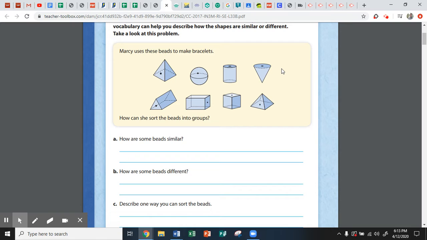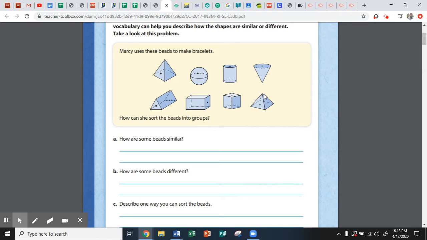Okay. B, how are some beads different? Some beads have points on top and some beads again have flat surfaces. So this one has a point on top. This one has a point, but it's more at the bottom. This one has one on top, and so on. So again, the answer for B: how are some beads different? Some beads have points on top, and some have flat surfaces.